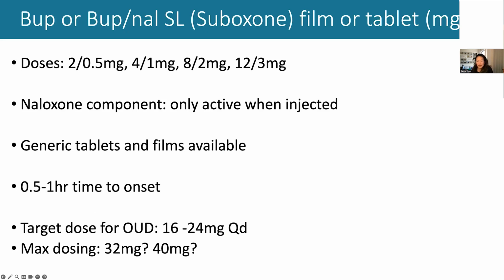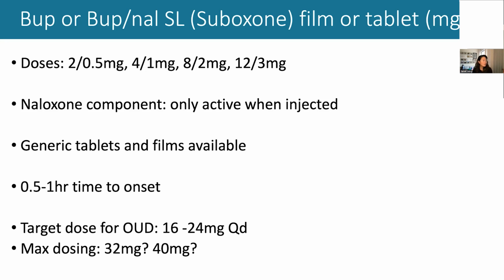So talking about sublingual films and tablets, when you see the slash, like the dose of 2/0.5, the buprenorphine is first. So you get 2 milligrams of bupe, and 0.5 milligrams of naloxone. It comes in 2s, 4s, and 8s. I don't really ever see 12s. And the target dose for opioid use disorder is somewhere around 16 to 24 milligrams a day. Many people do better on 24 milligrams. It's a state policy whether folks stay at 16 or not.